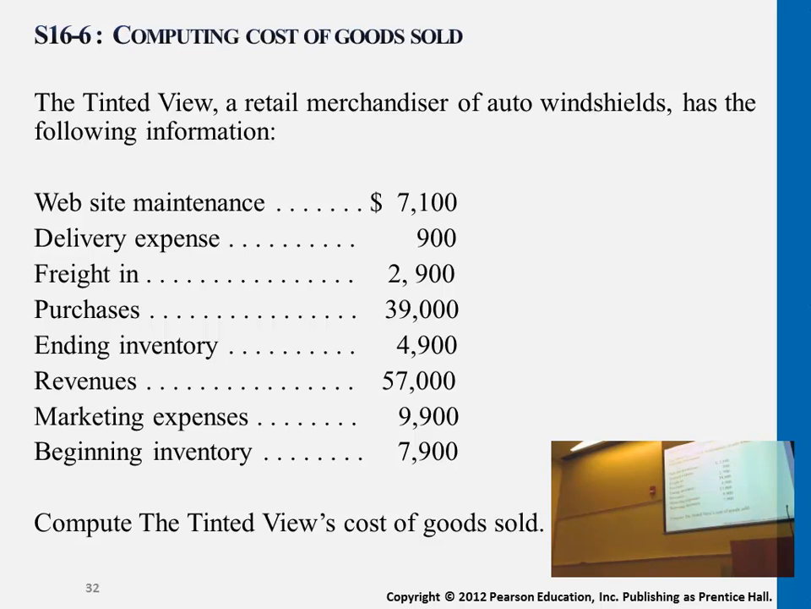Is it 44,900? Sounds very close to me. How did you get it? I used the formula. So, 7,900 plus 39,000 plus 2,900. My charges, purchases, beginning inventory, and minus 4,000, minus ending inventory, 2,900, right?